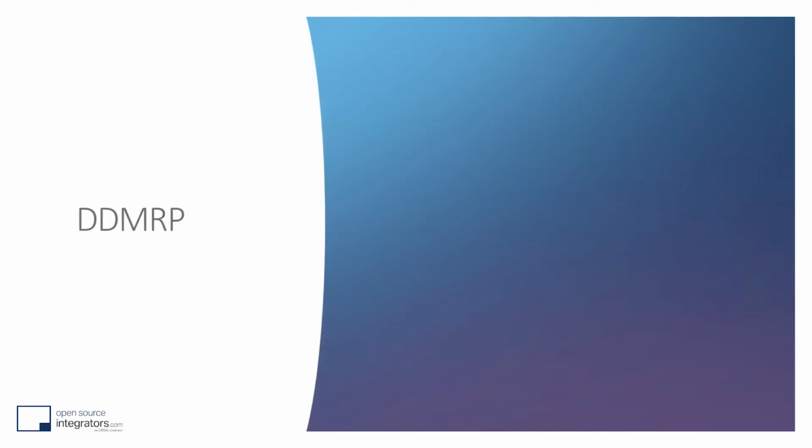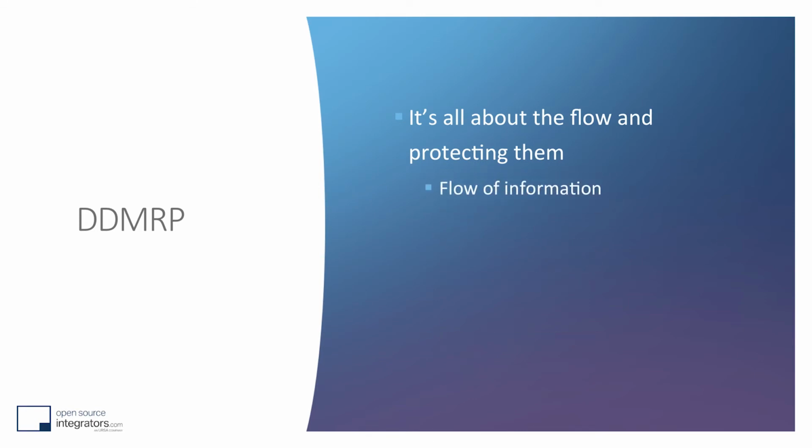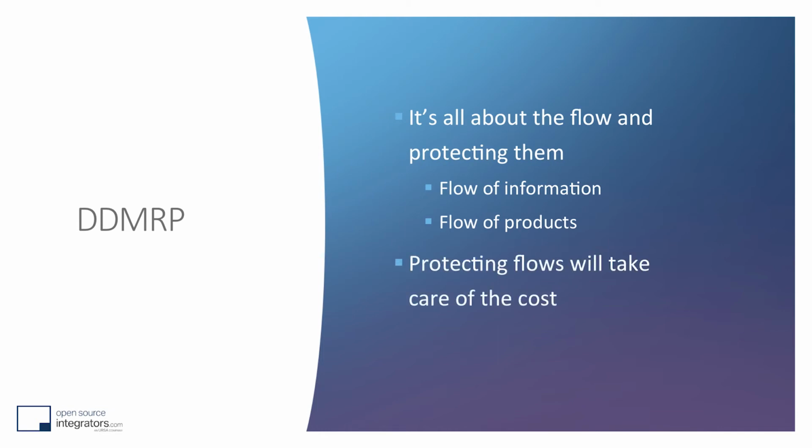So how does DDMRP try to solve those issues? DDMRP focuses on the flow and how to protect this flow of information in the supply network and the flow of products downwards within that same network. And by taking care of the flow, it reduces the cost, which is not true if you only focus on the cost. The flow is not going to get better.